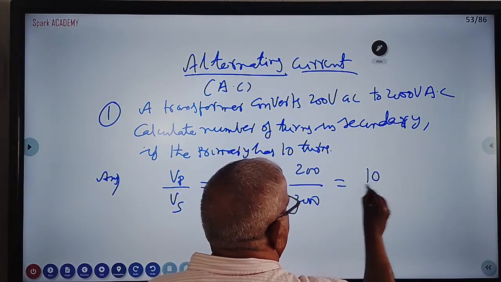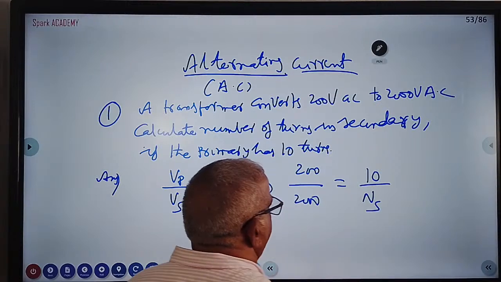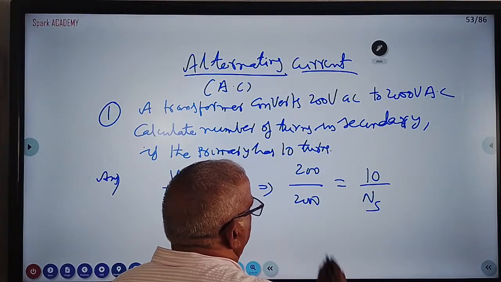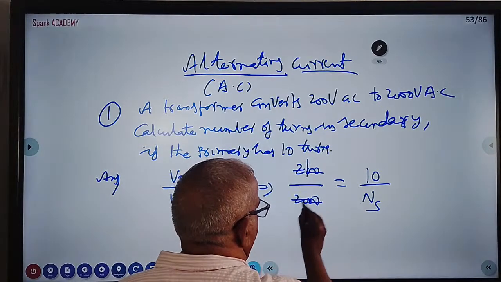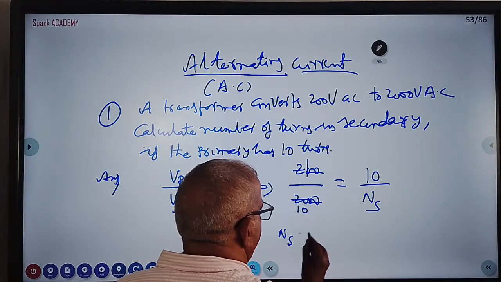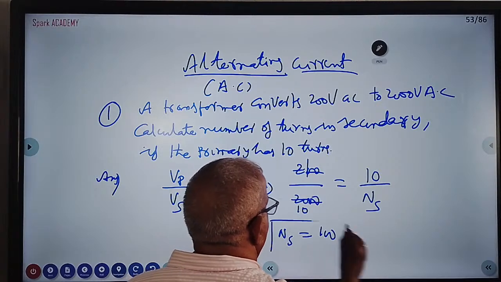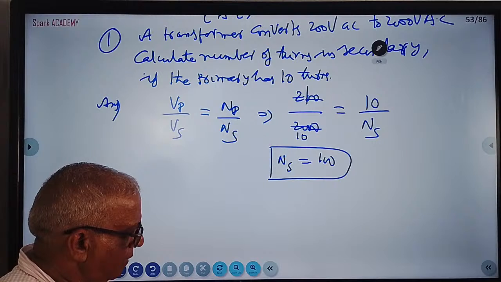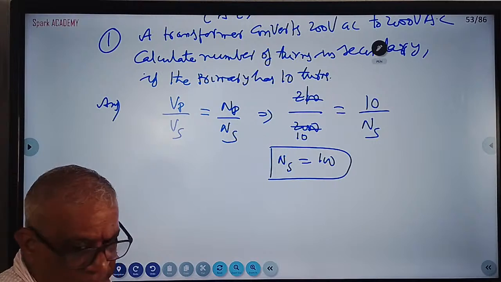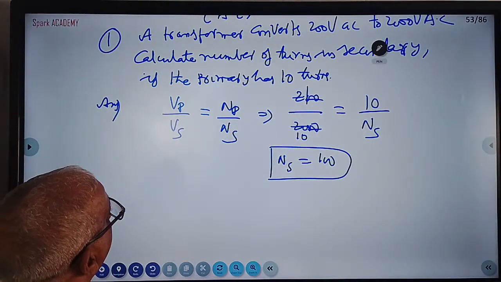So VP is 200, VS is 2000. The number of turns in primary is 10. The number of turns in secondary is how much? These zeros will get cancelled. The number of turns in secondary is 100. Okay, students? This is the problem. You ask the problem now.